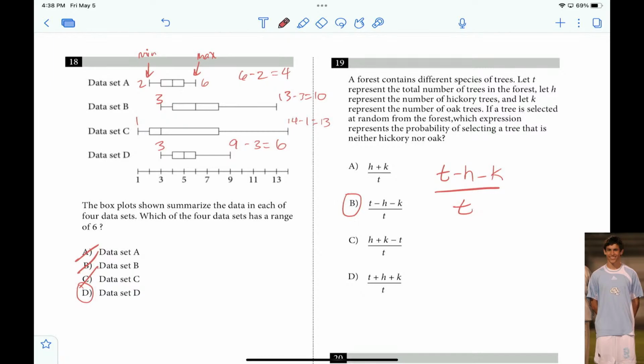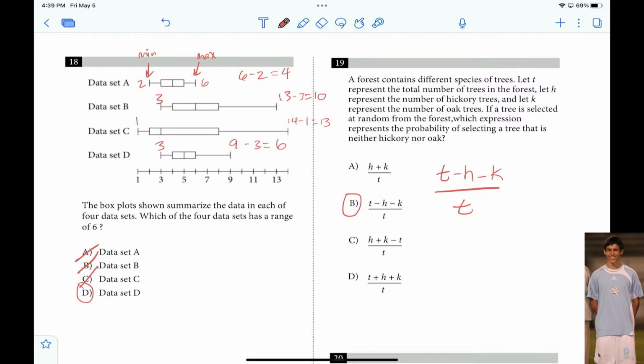If you wanted to, you could also just pick numbers for T, H, and K. So you could just say, hey, there's 10 trees. There's 3 oak and 1 hickory. And then you would know, like, okay, so I said 3 oak, 1 hickory. So that means there's 4 of those. So there's 6 trees that I'd be happy with out of those 10 trees. So it should be 6 over 10. And then just plug in for H, K, and T into all the answers until you get 6 over 10.